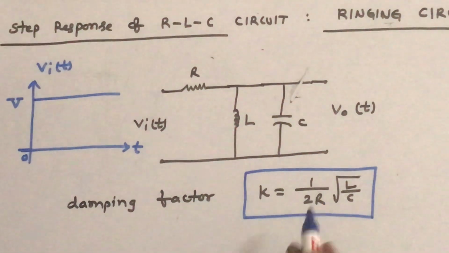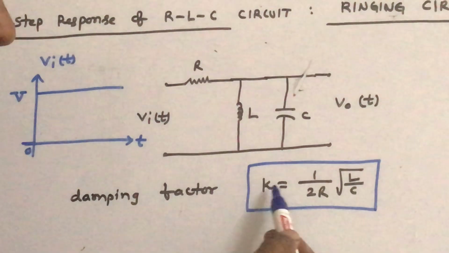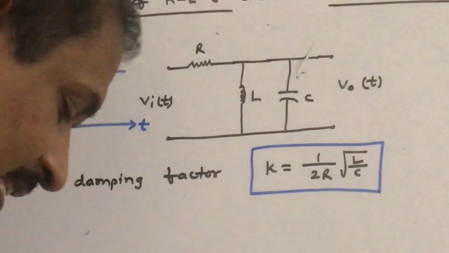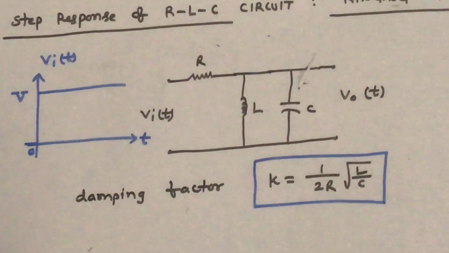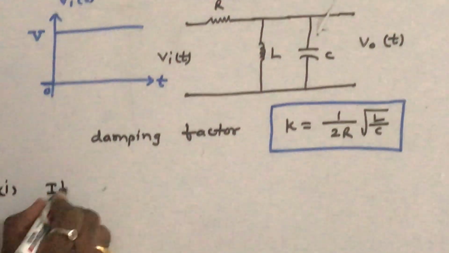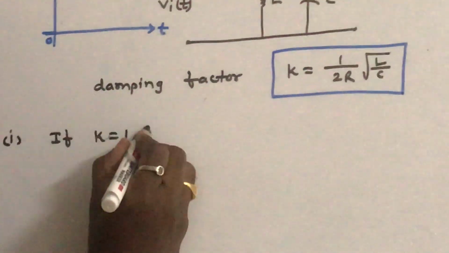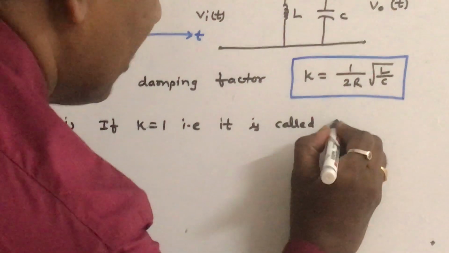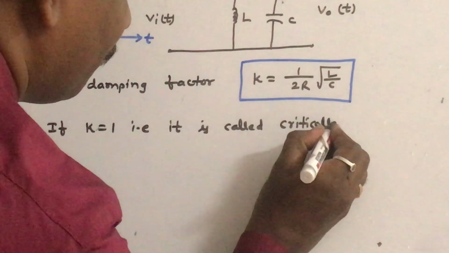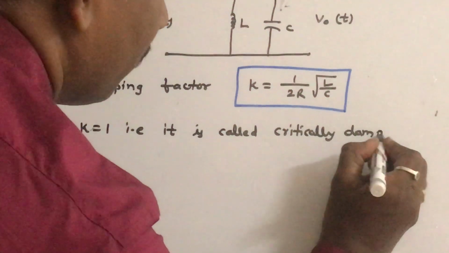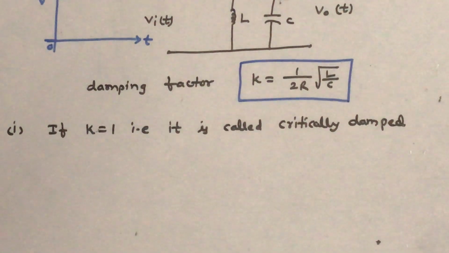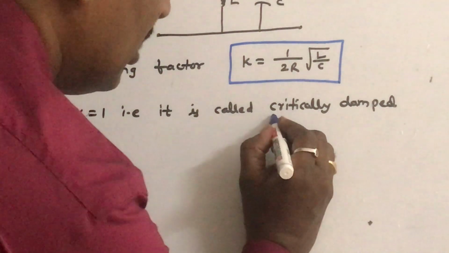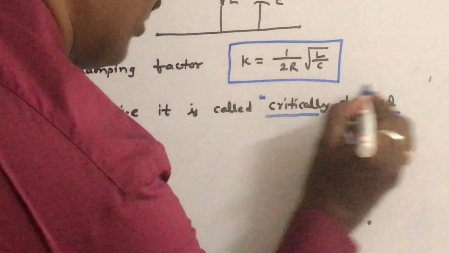Depending upon the values of R, L, C, K may be equal to 1, or K may be greater than 1, or K may be less than 1. Therefore we will see different conditions. First, let us see number 1. If K is equal to 1, this kind of response is called the critically damped response, or critically damped case. Very important. If you take R, L and C such that K is equal to 1, this condition is called the critically damped condition.